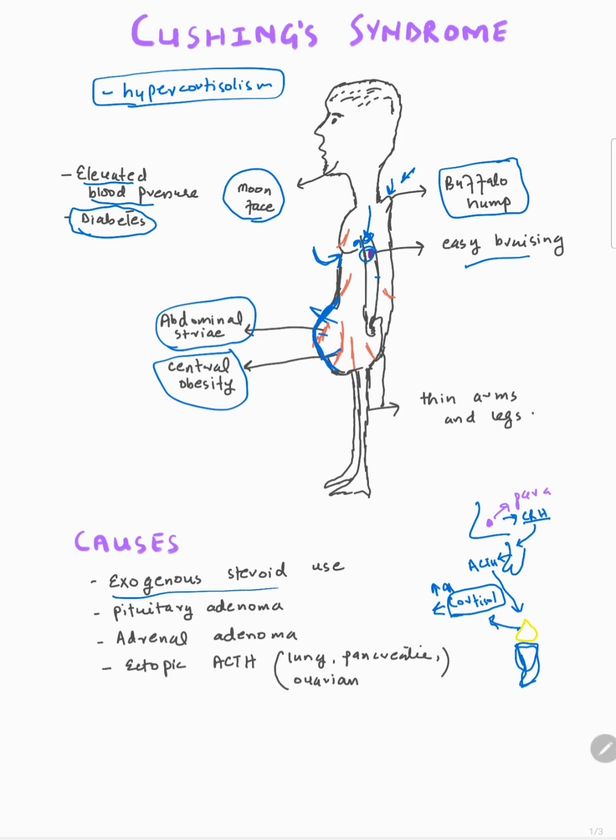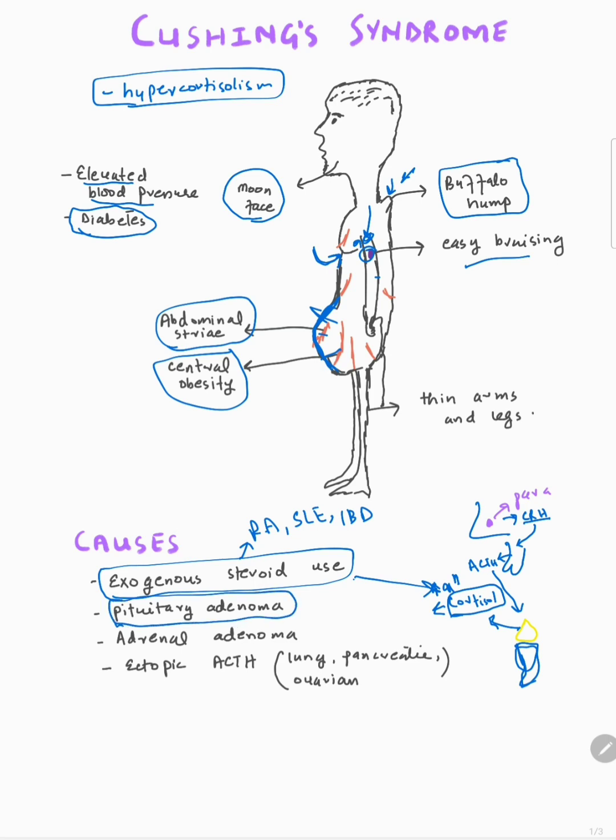So the most common cause is just exogenous steroid use. It can be, for example, the patient has rheumatoid arthritis, or another autoimmune condition like SLE. So look for anything that will require the patient to use steroids for prolonged periods, any inflammatory bowel disease. So all of these would cause the patient to use exogenous steroids for prolonged periods. And that steroid will act like a cortisol, and increased cortisol will then cause the Cushing syndrome.